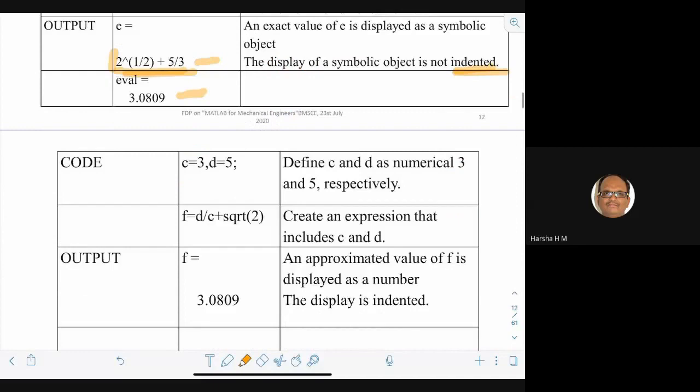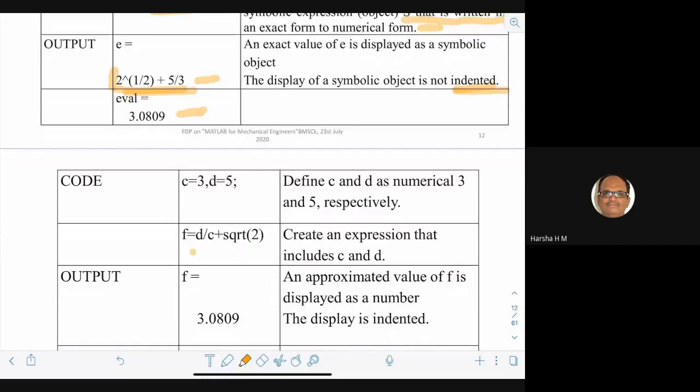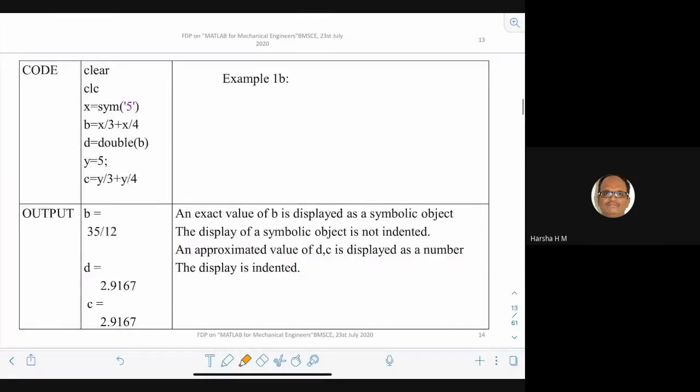And if you say the same expression, but in terms of A and B, I replaced it as D by C. You apply this and immediately you get the number. And remember, this is indented. There's a gap here. That's how we can differentiate in the output: is it a symbol or not? If you're not getting the indented one, it is displayed as a symbol. Next, we'll look at some more examples to have a better understanding of this.